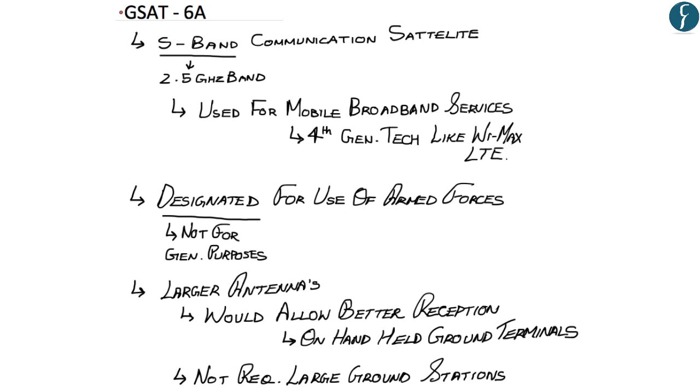So hopefully up till here, with regards to GSAT 6A, you have understood that it is an S-band communication satellite and is mainly used for mobile broadband services. An example of this would be the counterpart to GSAT 6A called the GSAT 6. Moreover, GSAT 6A would be designated for use of the armed forces, wherein it would have larger antennas that would allow the armed forces better reception on handheld ground terminals, and therefore they would not require large ground stations. And so with this, we move on to the next article.